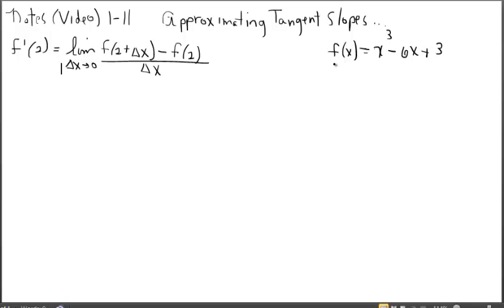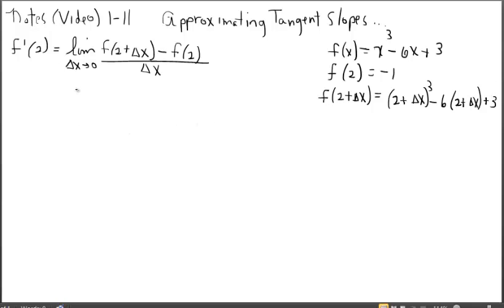This is the function we're working with. First, let's evaluate the function at 2. If you replace x with 2 everywhere, I'm going to get -1. You can verify that by looking at the graph. So that's taken care of. Now let's find the y value at a nearby point. Everywhere I see x, I'm going to replace it with the input 2 plus delta x. Okay, we have everything we need.